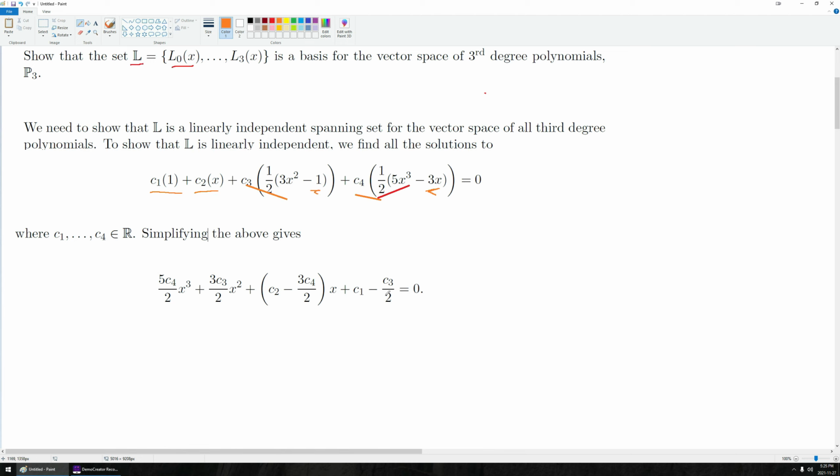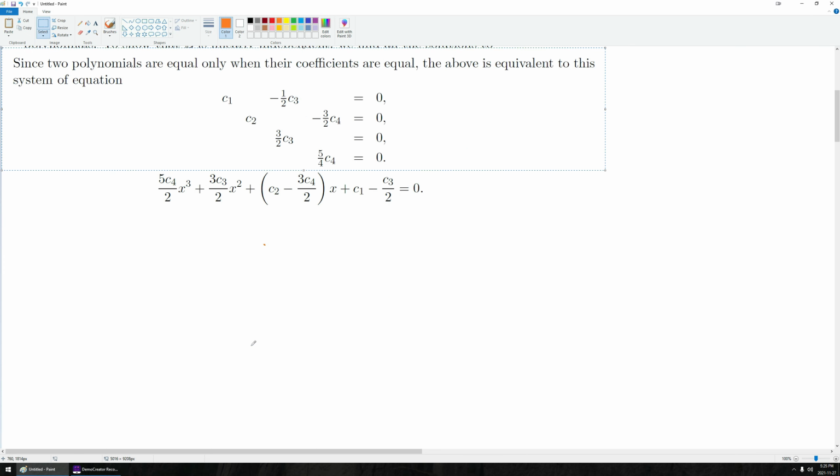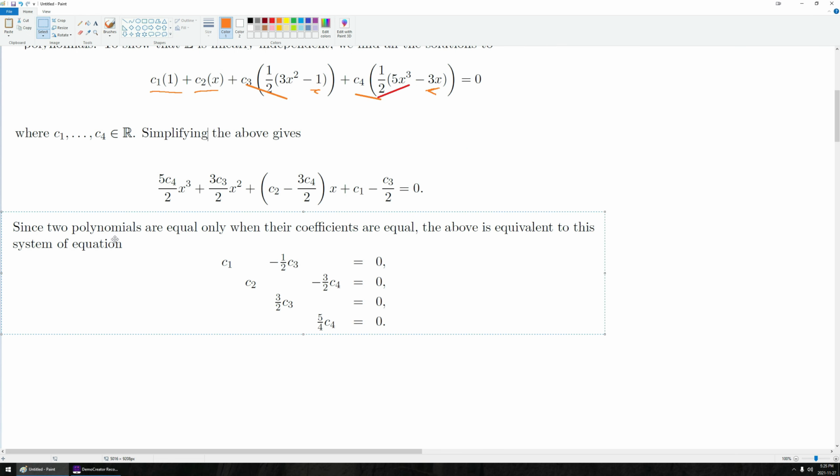Okay, so I have a polynomial equal to 0. Well, two polynomials are equal precisely when their coefficients are equal, right? So since two polynomials are equal exactly when their coefficients are equal, this above equation is simply equivalent to: this coefficient set equal to 0, this coefficient set equal to 0, this is equal to 0, and that is equal to 0. So I can clean this up and make it look a bit nicer. This term here just becomes this equation, this term gives me this equation, and these two terms give me these two equations.